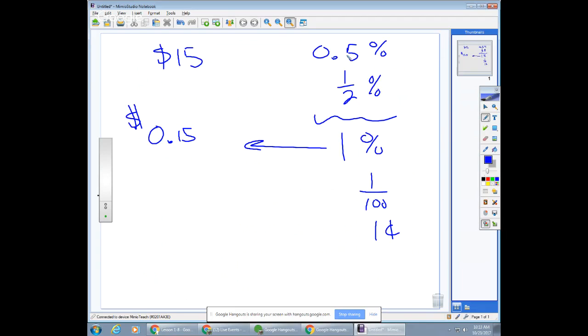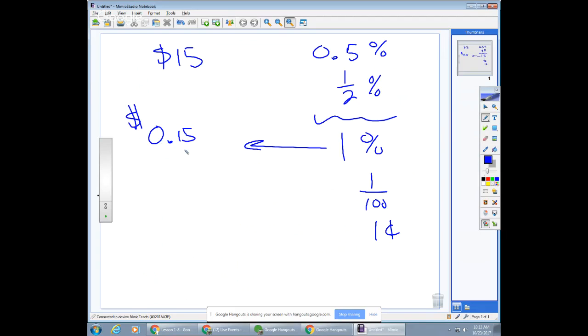Come on, someone help me out here. Elizabeth, you would call it? 1%. Yeah, that's the nearest whole percent, 1%. So I could round and say, yeah, it's 1%. Then I just got to figure out how to take 1% of $15.